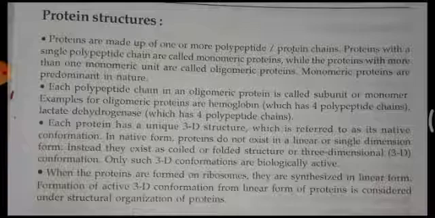This protein, which has undergone coiling, bending, twisting and folding, can be destroyed from its structure by denaturation, and that denatured protein is inactive. Only the proteins which are in native form are biologically active. If you come across the fourth paragraph, when proteins are formed on ribosomes, they are synthesized in linear form. Formation of active 3D conformation from the linear form of proteins is considered under the structural organization of proteins.